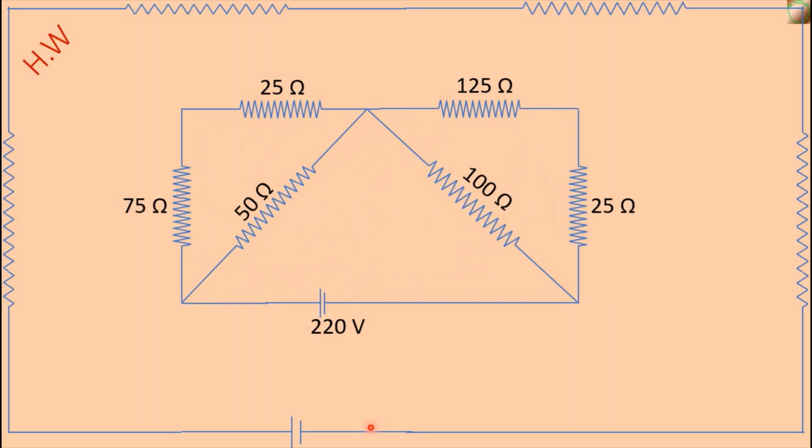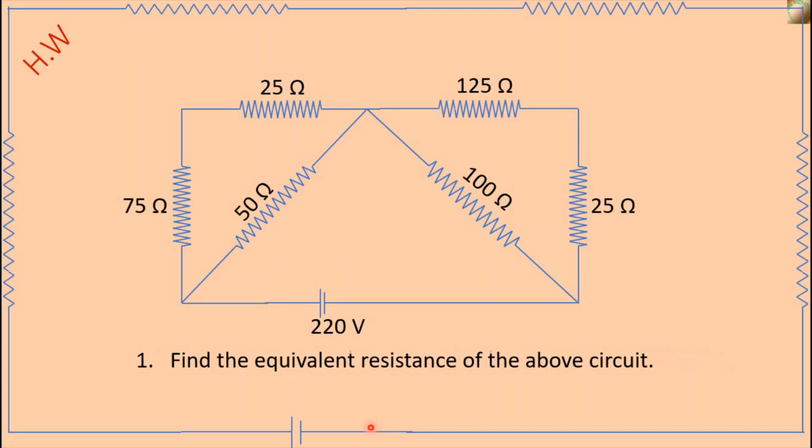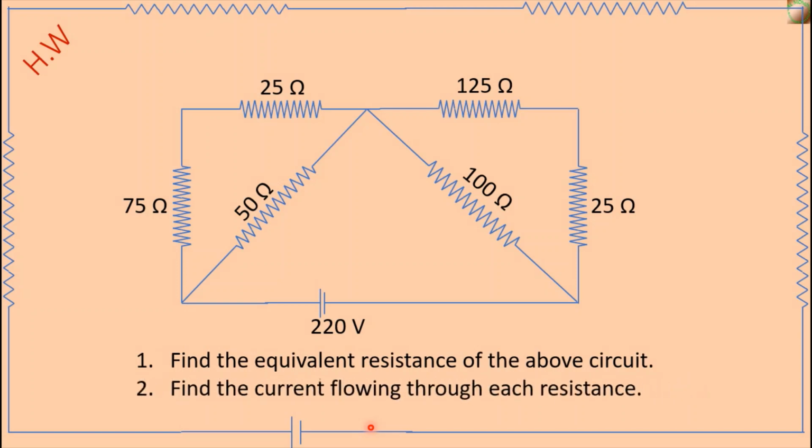Now homework. Find the equivalent resistance of the above circuit. Find the current flowing through each resistance. My dear students, try to solve this problem.